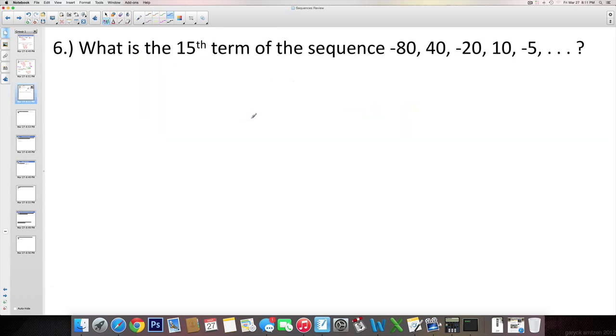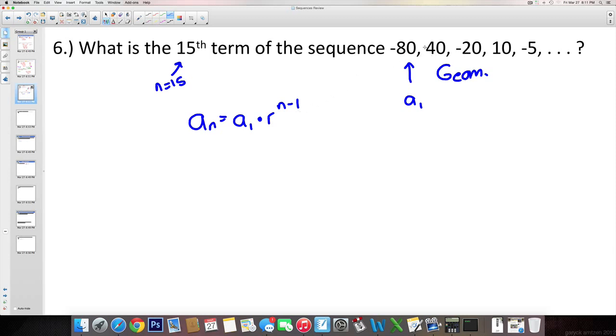Question number 6 asks us for a specific term in this sequence. So it asks us for the 15th term. First, let's figure out what type of sequence it is, and it is a geometric sequence. So for a geometric sequence, a sub n equals a sub 1 times the common ratio raised to the term number minus 1. So let's see. We have our first term. We have the 15th. We know n is 15. That's what we're looking for.